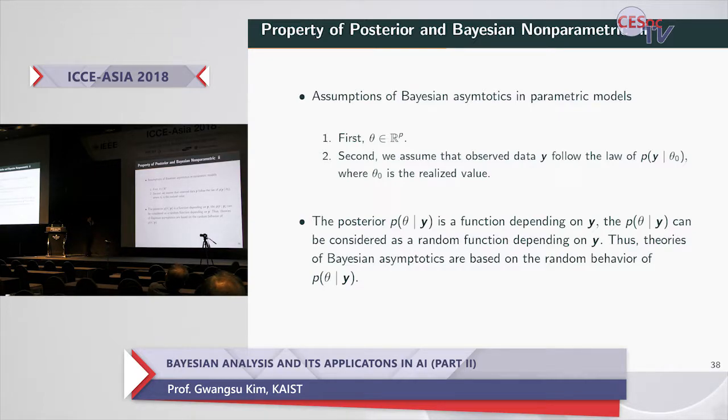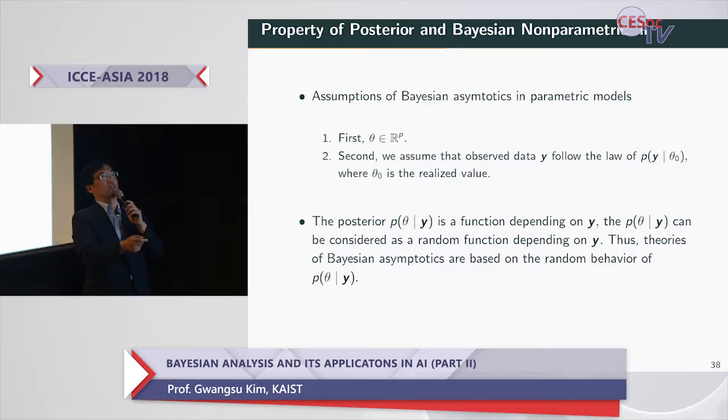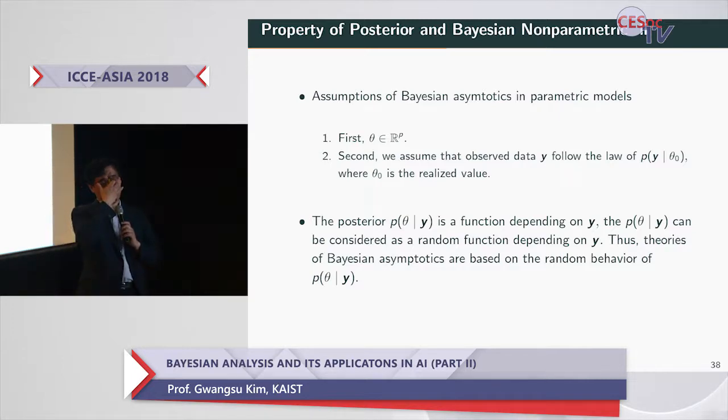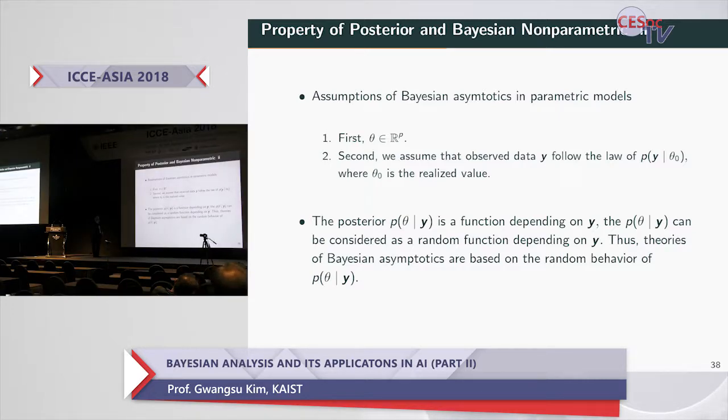We have some assumptions for the theoretical argument. First, theta has dimension p, and second, we assume the observed data Y follows the law P(y | theta 0). We call theta 0 the data generating value. Here, the posterior is P(theta | Y). It has the argument theta, but it also depends on Y.